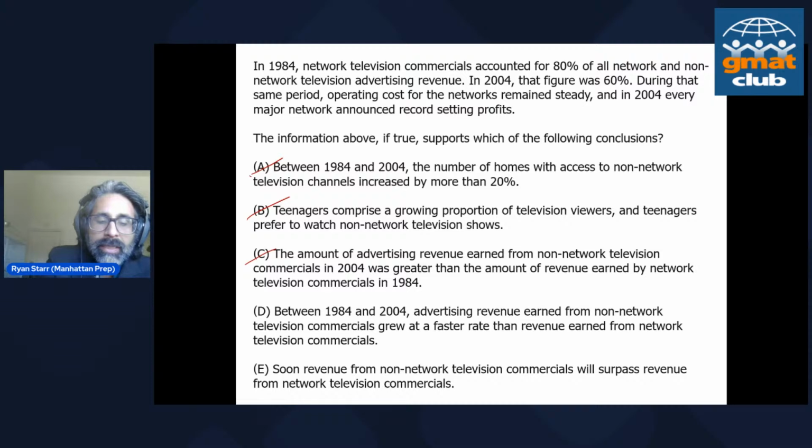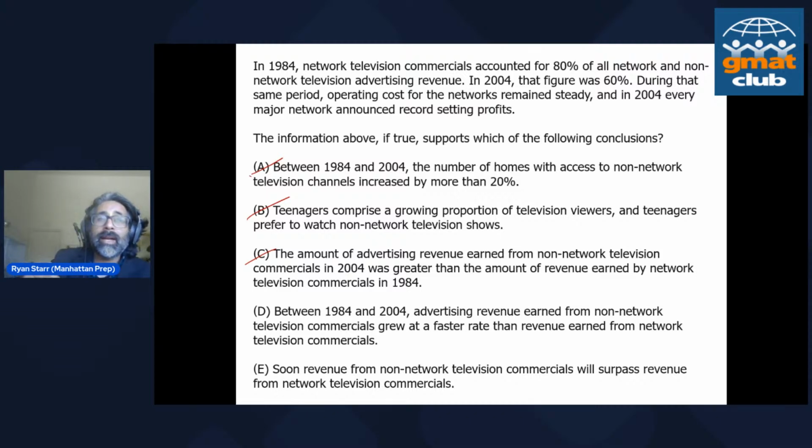C is pretty tempting, I know, to some people. There we go. Some votes for C right there. But because it's about the amount of advertising revenue earned from non-network television commercials, and it's comparing it to the amount of revenue earned by network television commercials in 1984, it's a bit problematic. So in 2004, non-network commercial revenue is 40% of the total revenue, right? And in 1984, network commercial revenue was, sorry, 80% of the total.